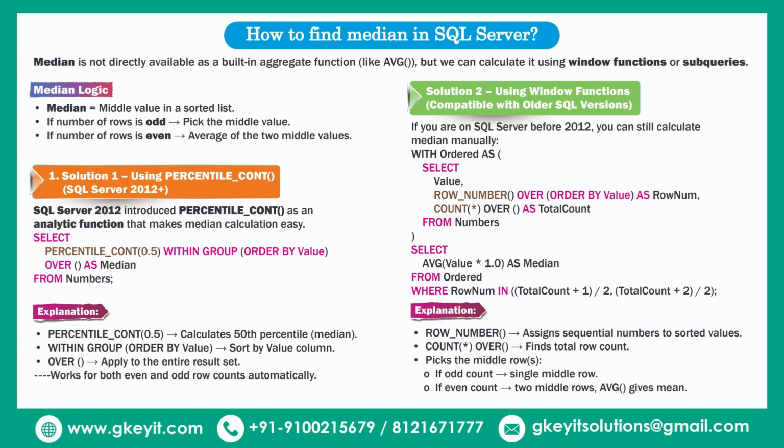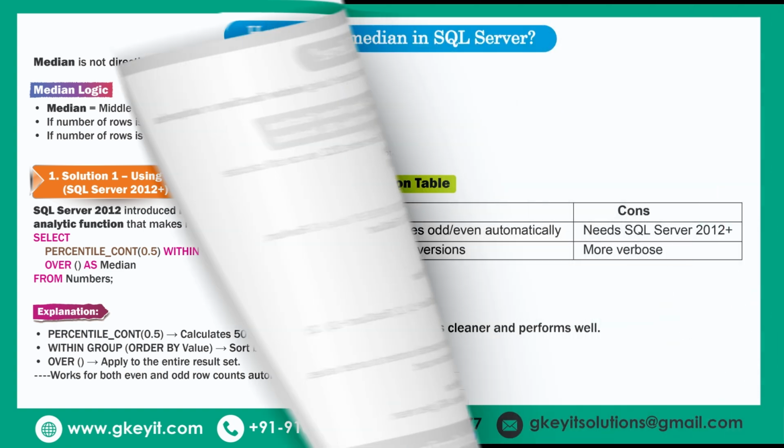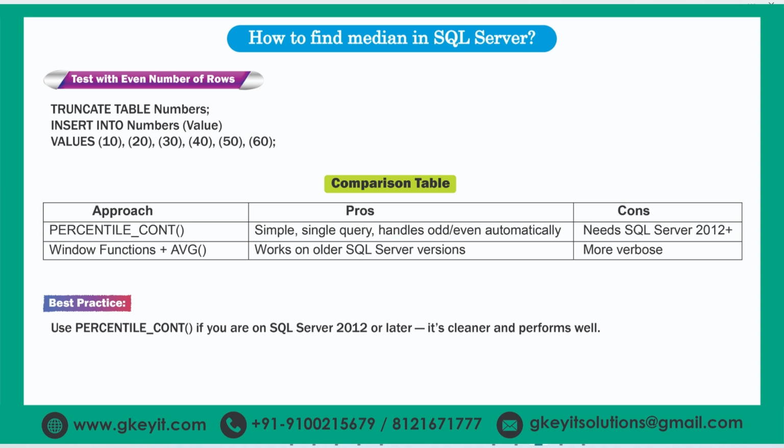Coming to the explanation part, the ROW_NUMBER function assigns sequential numbers to sorted values. The COUNT(*) over function finds the total row count and picks the middle rows. If the count is odd, it is a single middle row. If the count is even, that means two numbers, and it averages them to give the mean. To test an even number of rows, we have a table, and we are inserting this data into the table. We can test with this sample data that we'll see in SSMS practically.